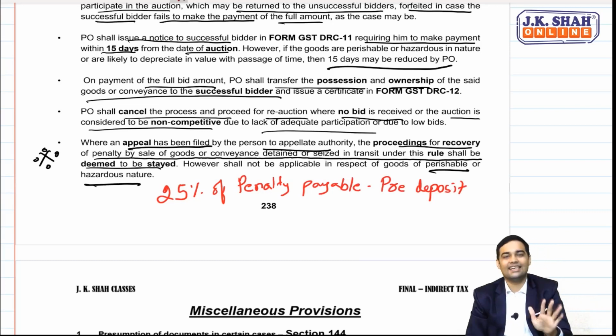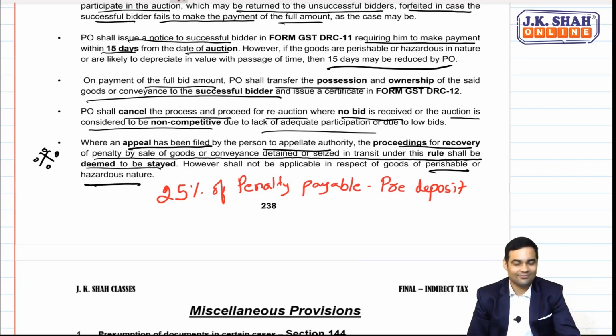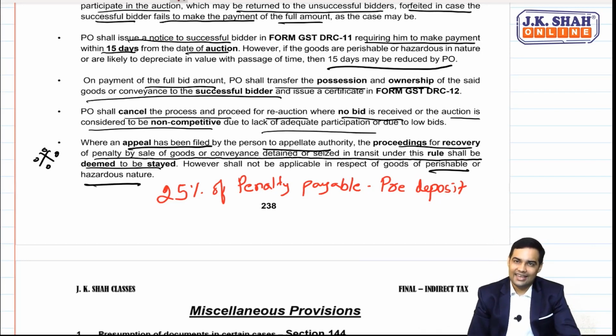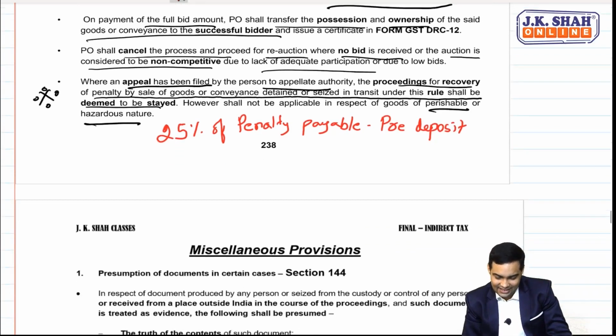Anyways, I'm just writing it here. We had already learnt it there. Clear? We are left with only 2 to 3 small areas. Let's cover that now.